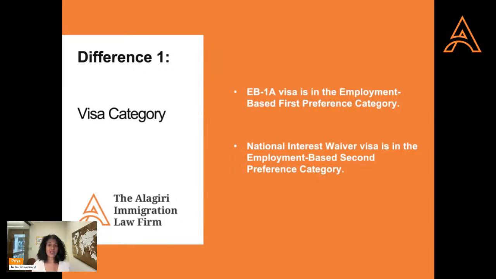So the national interest waiver, it's really important to know, is although it's an exception from some of the requirements of the second preference category, it's still within it. So you would fall under those EB2 priority dates. Okay, difference number 2.